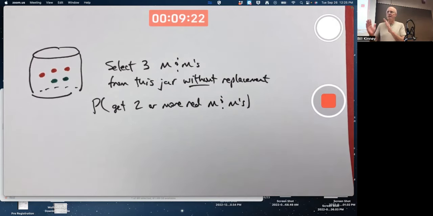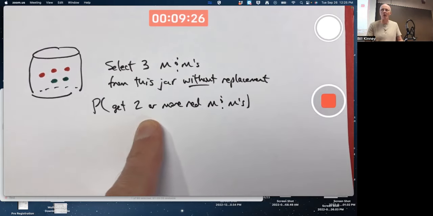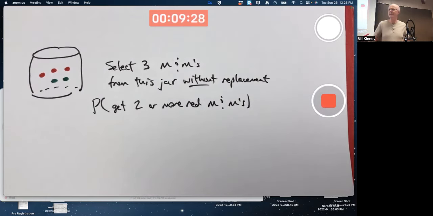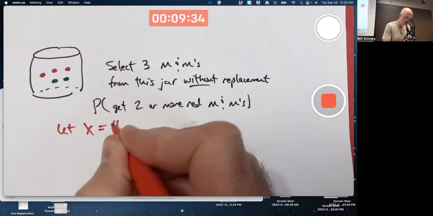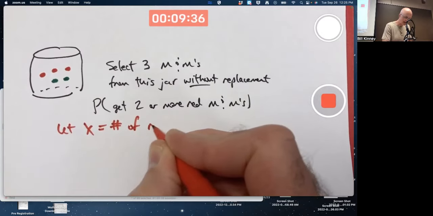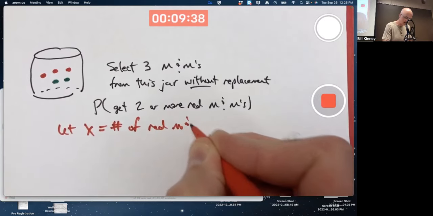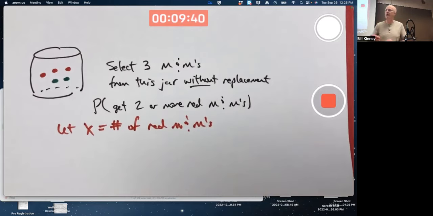We could think about this probability without thinking about random variables, but since we've got a number in there, 2 or more, let me go ahead and also think about this in terms of a random variable. We could let x equal the number of red M&Ms in this setting where we are selecting 3 without replacement. You could think of the red M&Ms as being success and the green M&Ms as being failure. So you're counting the number of successes in 3 trials.